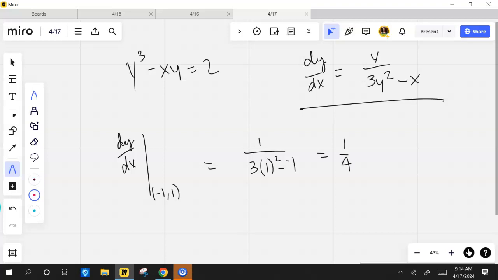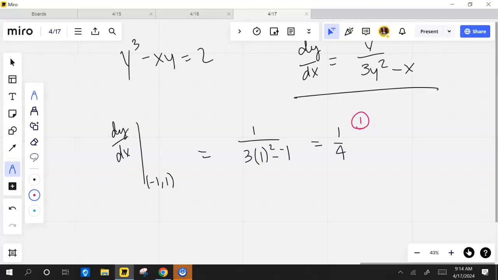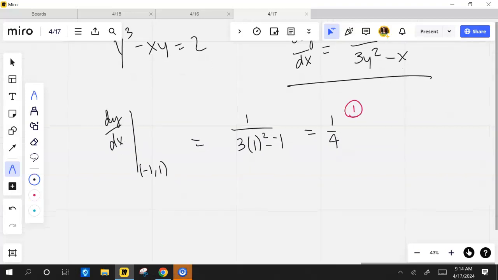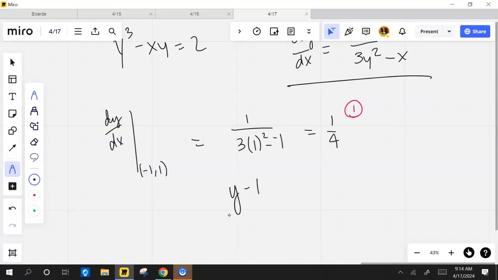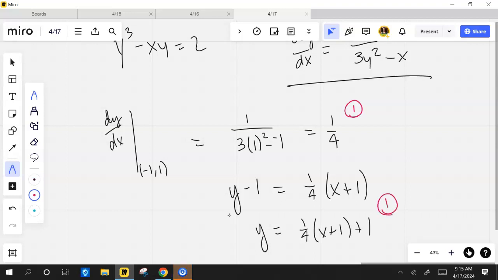You've got 1 point for finding the slope here. And then the equation, well, they gave you the point (-1, 1), so y minus 1 equals slope times (x minus -1), or y equals 1/4 of that plus 1. There's another point. That was a 2-pointer. I thought that was an easy 2-pointer.